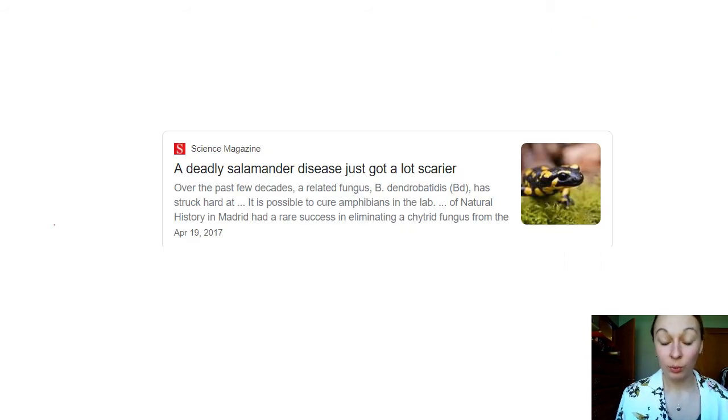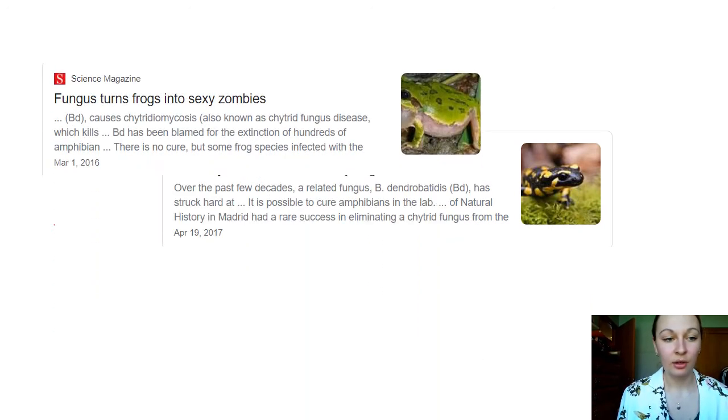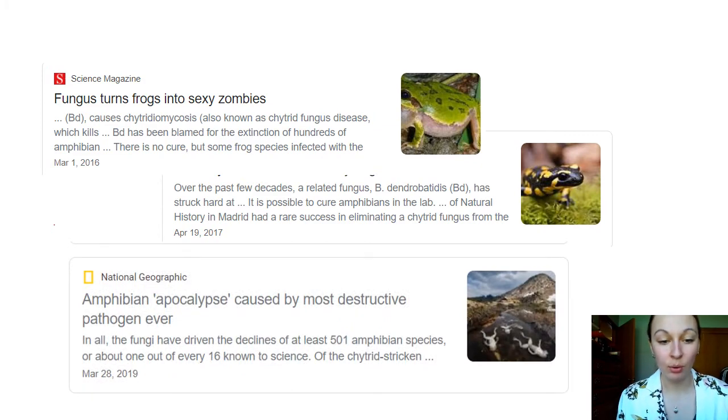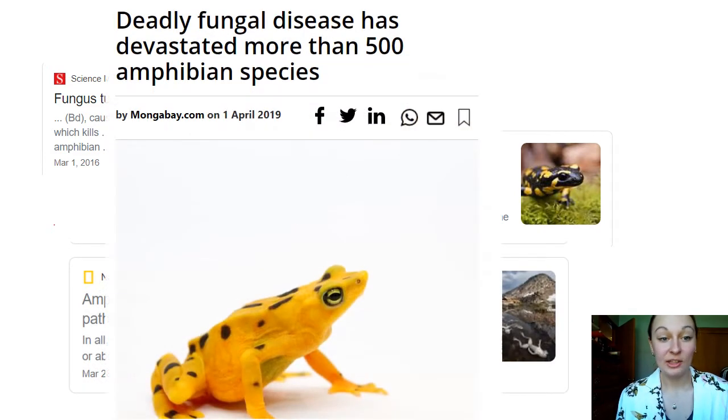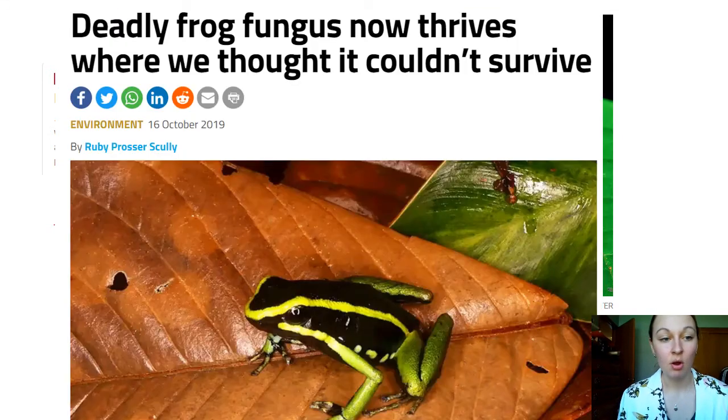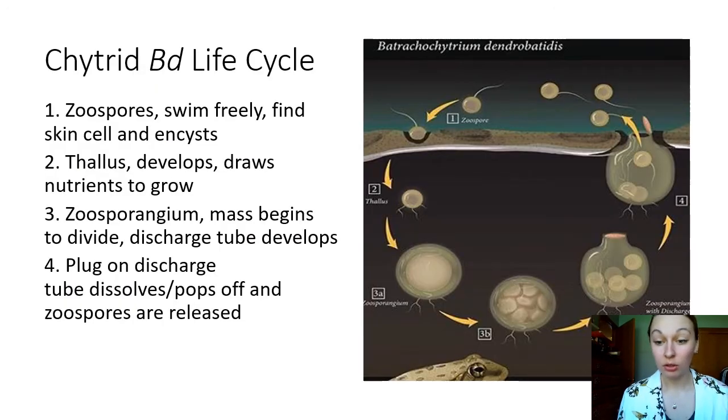When news articles start appearing like this: a deadly salamander disease just got a lot scarier, or fungus turns frogs into sexy zombies, or amphibian apocalypse caused by most destructive pathogen ever. Deadly fungal disease has devastated more than 500 amphibian species. This fungus has wiped out more species than any other disease. Or deadly frog fungus now thrives where we thought it couldn't survive. These articles started concerning people more, and so more and more research and funding got put towards the Chytrid Bd fungus itself.